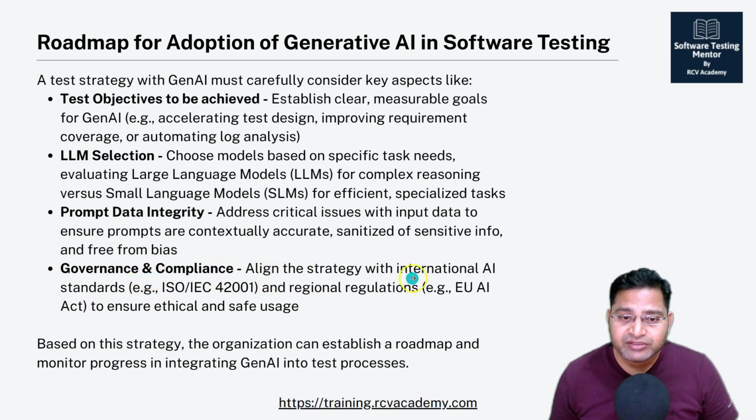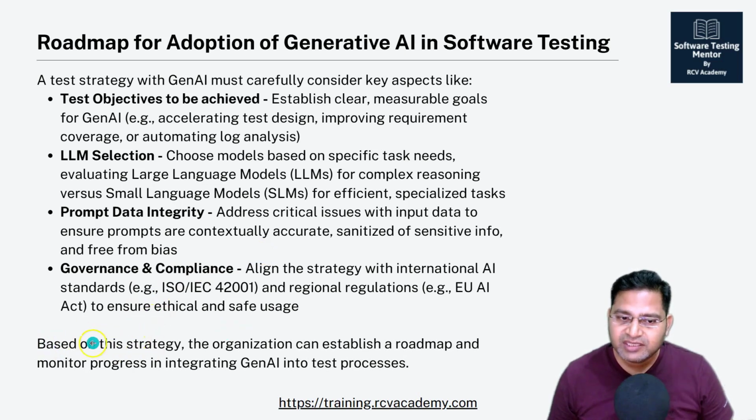Then the governance and compliance. So aligning the test strategy with international AI standards, for example, the standards that we have already seen previously in one of the tutorials, and the regional regulations. If, for example, you are in a specific region or internationally, what governance and compliance should be followed should also go into the test strategy. So basically, when you are adopting GenAI in test automation or testing, ensure that your test strategy has these key details listed in there before you start the adoption of the generative AI.